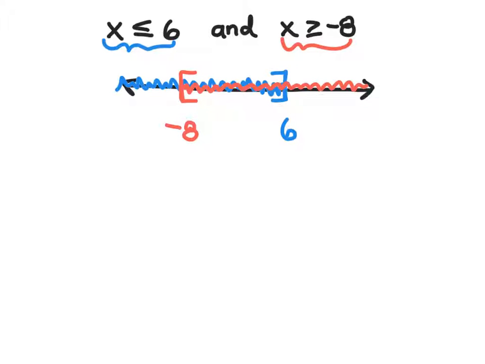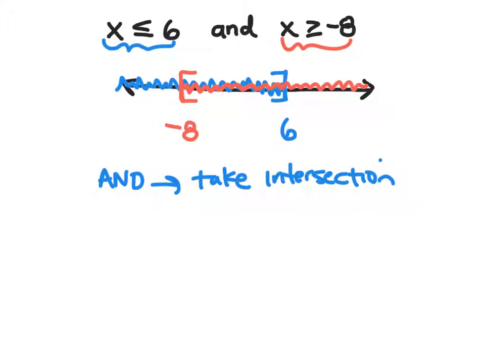Now, this is not the complete solution of the graph. It's not actually the union of the two. We want to pay attention to the connector word. And means take the intersection of the two graphs. You can now see, because we drew the graphs in two different colors, that the overlap is approximately in between the numbers -8 and 6.